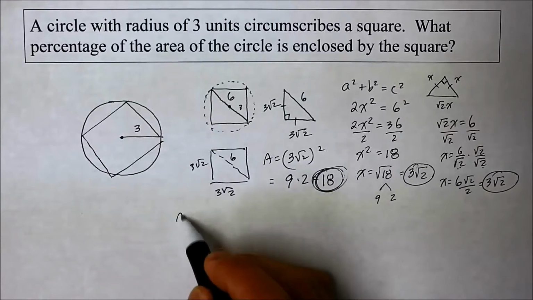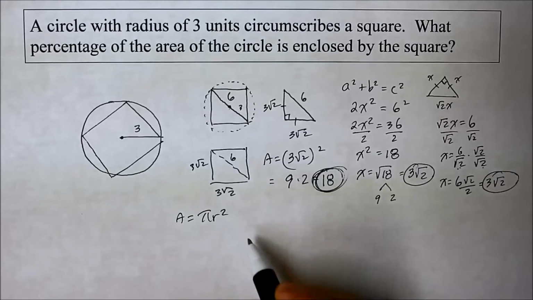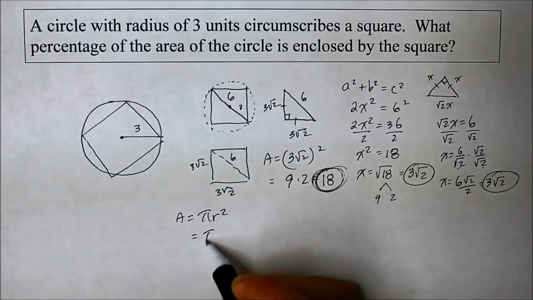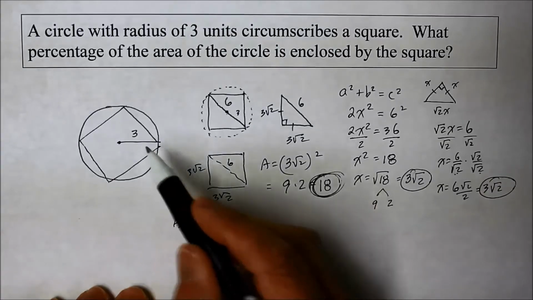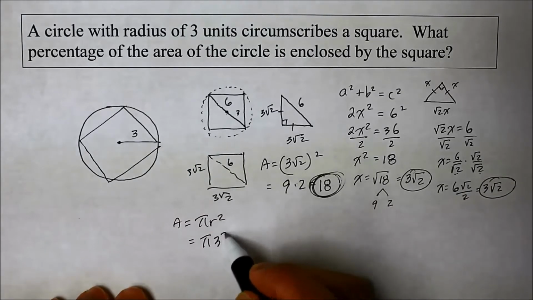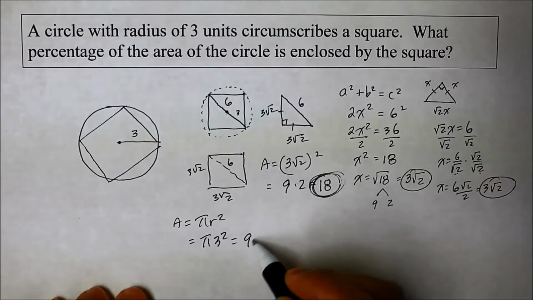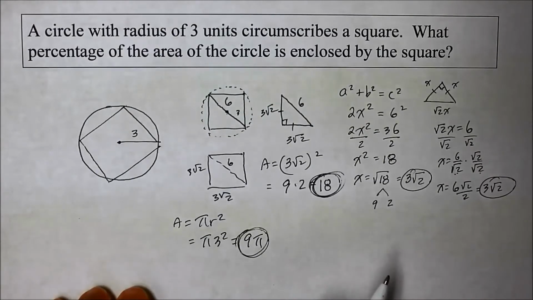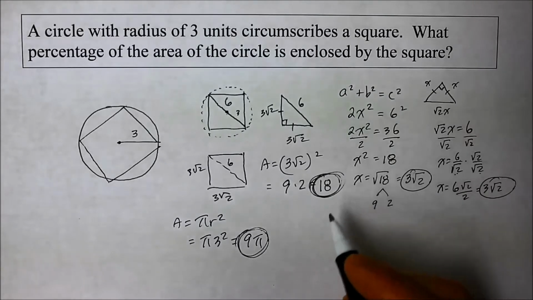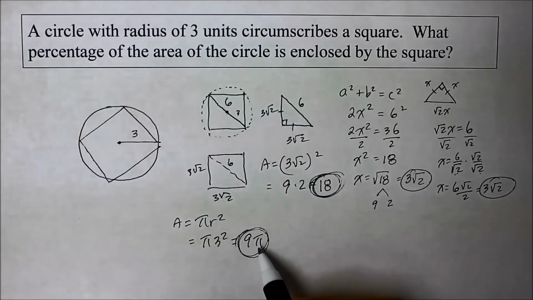Now the area of a circle is pi r squared. So that's pi times the radius, which was already given as 3. And the radius is 3, so that's 3 squared. Therefore, it's going to be 9 pi. There it is. So we found the area of a square, and we found the area of a circle.